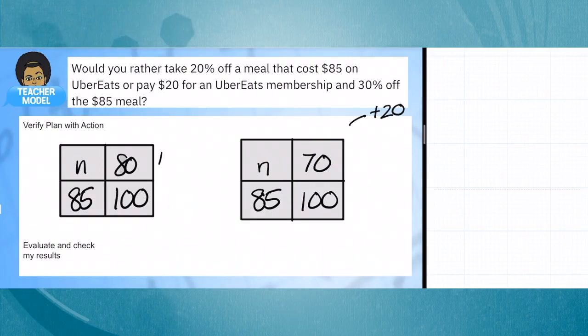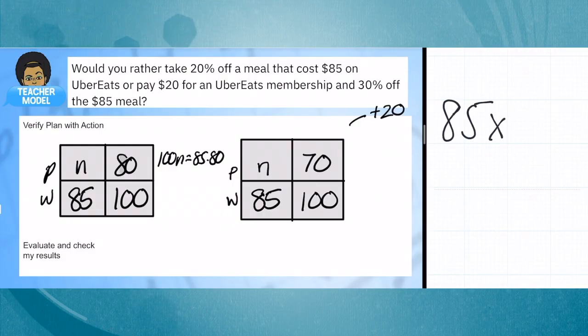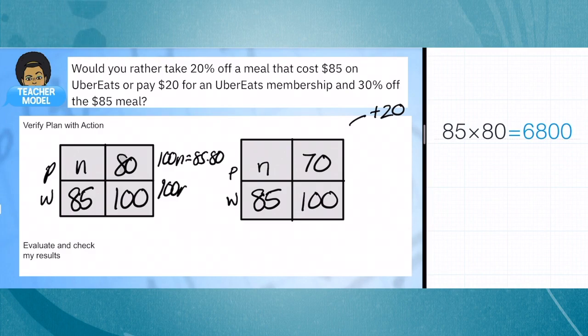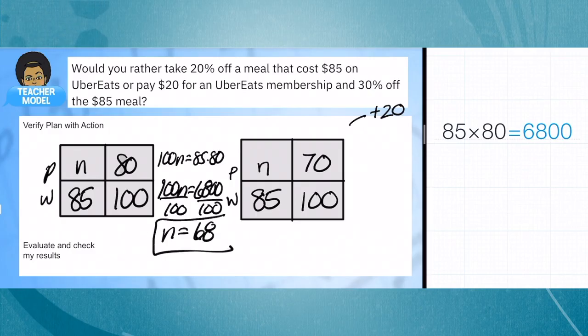So let's get started. We have 100N is equal to 85 times 80. These are both part to wholes. 85 times 80 is 6,800. I'm dividing it by 100. So N equals $68. So this is what this meal would cost. 68 bucks. We got this number.